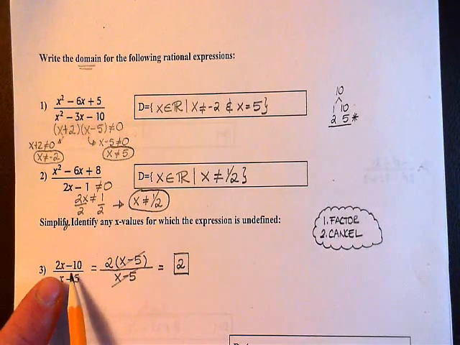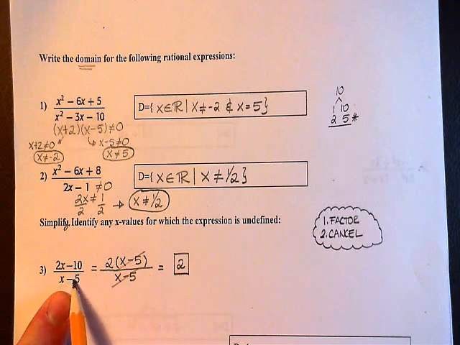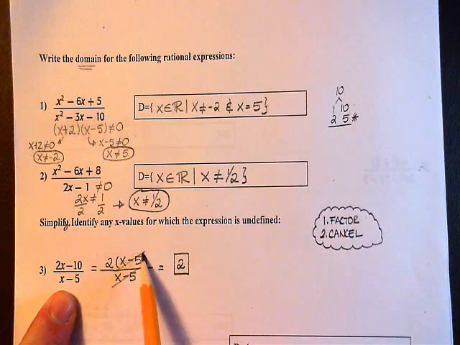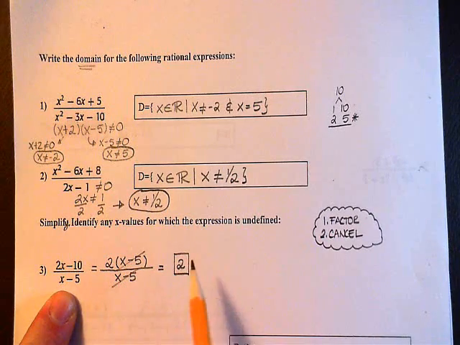So if you notice, first thing I did, I factor. There's nothing I can factor on the bottom, so I'm done factoring. Now I proceed to cancel. I notice I can cancel these two. My final answer is a 2.